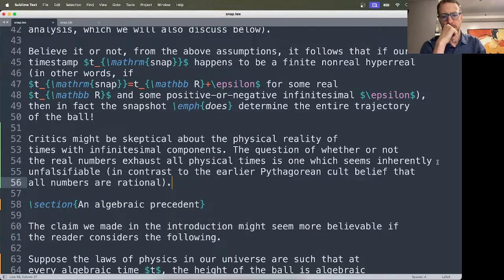Anyway, I should also use a similar technique I used in my 2013 math bio paper. You know, maybe there's some critics who think it's ridiculous to talk about physical times with infinitesimal components. Well, such critics can derive value from this paper as well, because they can view the paradox in this paper as proof of their position by contradiction.